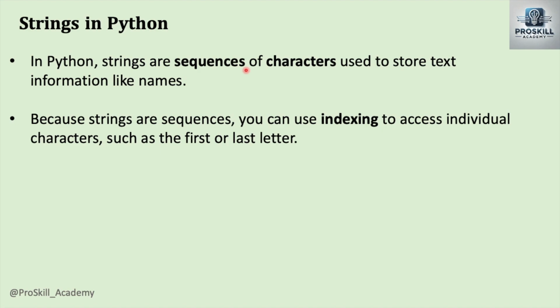One of the key benefits of this is that we can use indexing to access specific characters in the string. This means we can directly refer to the first character, the last character, or any other character in between just by knowing its position. For example, in a name like Alice, we can pick out the character A as the first character or the character E as the last, simply by referring to their index position in the sequence.